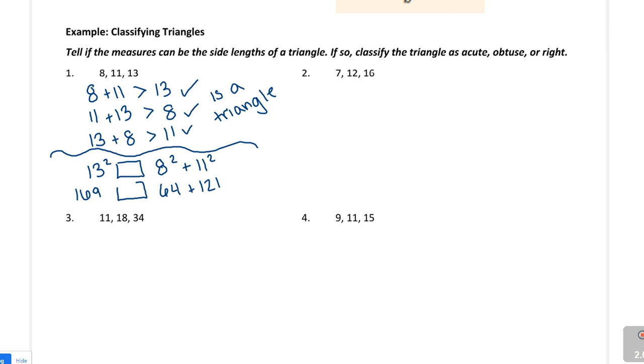So now, still don't know the symbol. What is 64 plus 121? That is 185. So we have 169, and then we need to figure out the inequality to 185. Which number is larger? 185. So it's going to be less than. If our C, our hypotenuse, is smaller than the sum, that's going to mean it's acute.